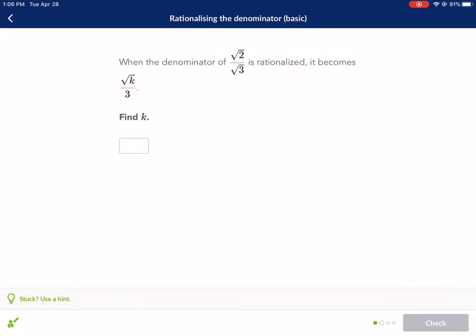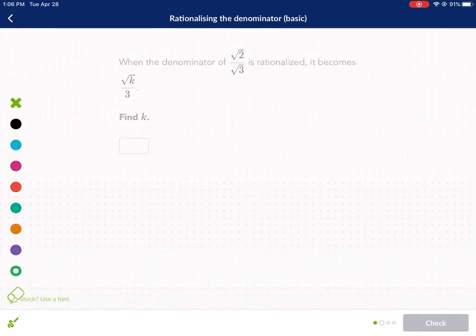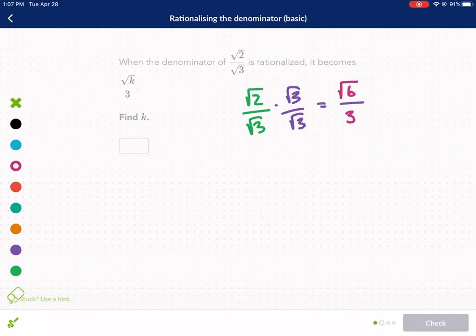Next question. When the denominator of radical 2 over radical 3 is rationalized, it becomes... So let's go ahead and simplify the radical. This one's much easier. So we can multiply radical 3 over radical 3. You're not multiplying radical 2. It's okay for there to be a radical in the top. So we have radical 3 times radical 3. The whole point of this is so that we could just undo the radical sign and we get 3 in the bottom. Now we multiply inside the radicals at the top, radical 6.